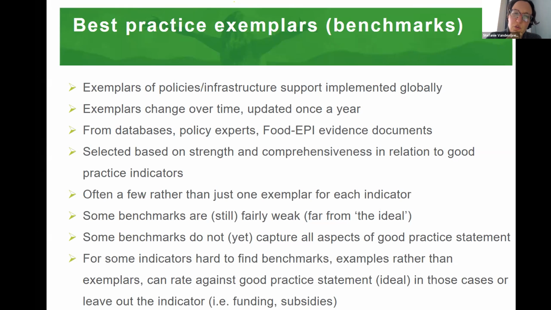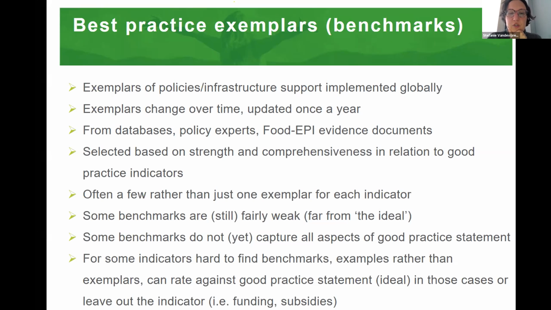I'm perhaps not going to go into the very details of this, but INFORMAS is putting this together from existing databases, from input from policy experts, but also existing Food-EPI evidence documents from countries that have already conducted Food-EPI, because these are very detailed policy documents. And so sometimes you can come across new best practices from a country that is currently conducting the Food-EPI. So they are selected based on strength and comprehensiveness.